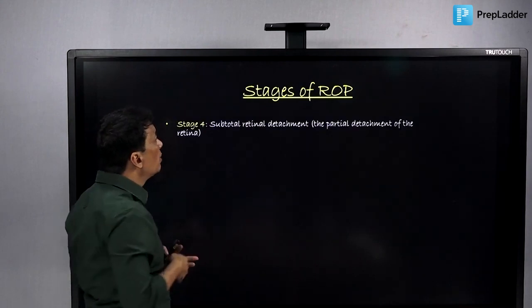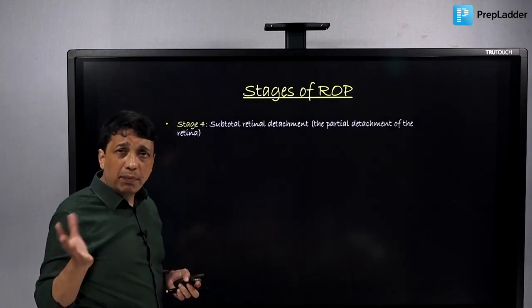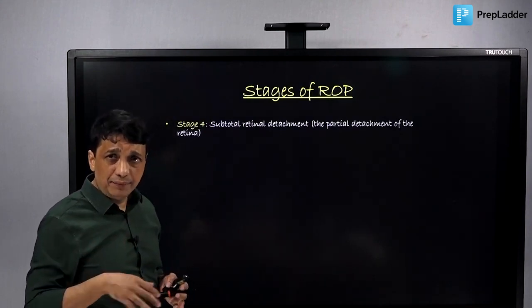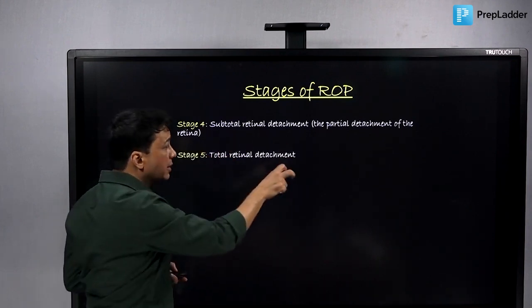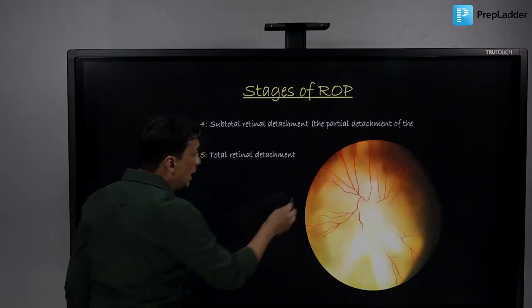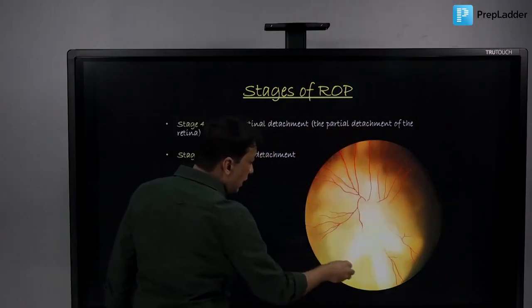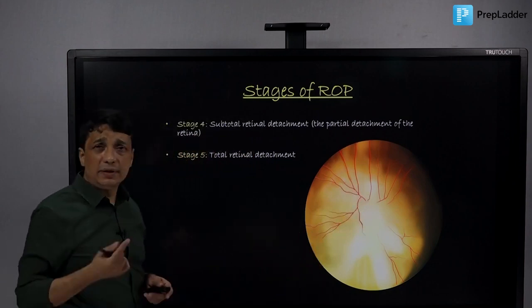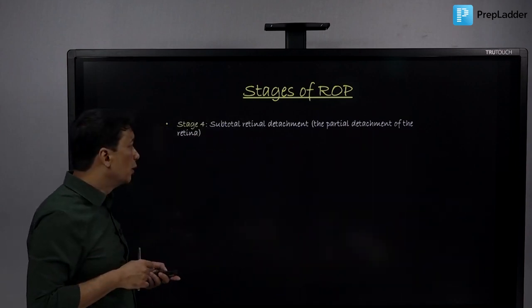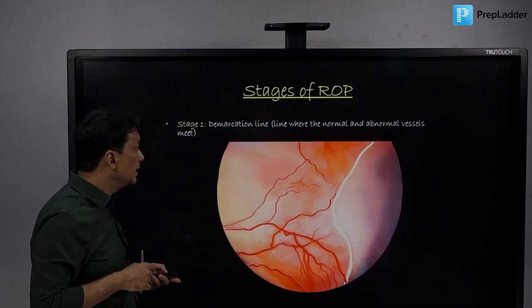Stage 4 is subtotal retinal detachment, which means partial detachment of the retina, and stage 5 is total retinal detachment, when the retina is completely detached. As you can see here, the grayish glow tells you that you have retinal detachment. So this is not such a difficult classification. To summarize, let's go back over it once more. It's quite easy, quite systematic.